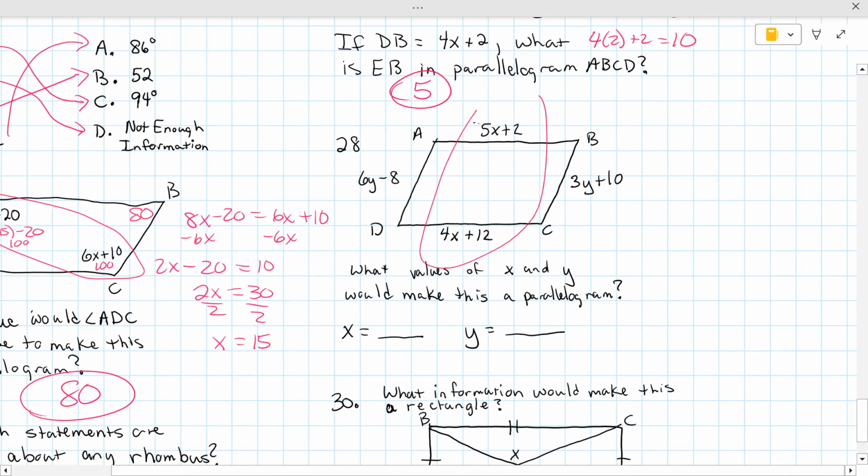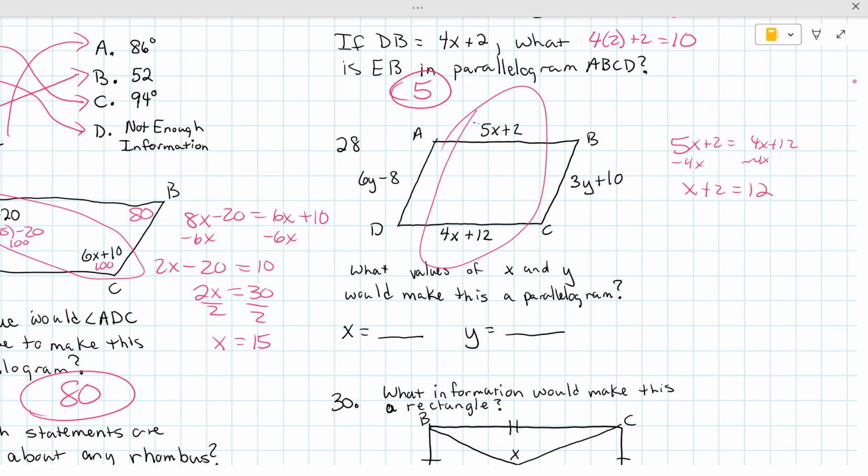What do you know about opposite sides of a parallelogram? They're congruent. They're equal to each other. 5x plus 2 equals 4x plus 12. Subtract 4x. So x plus 2 equals 12. Subtract 2. x equals 10.